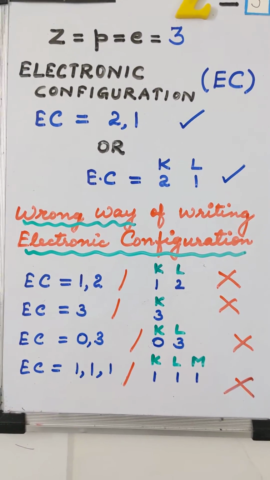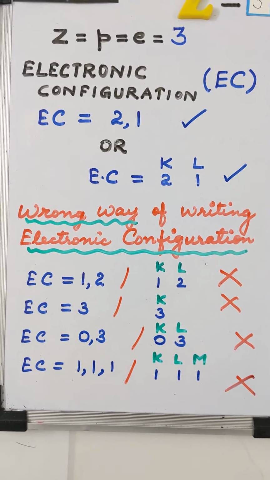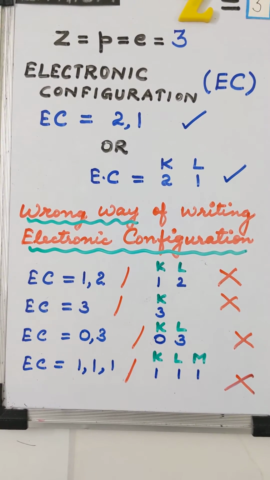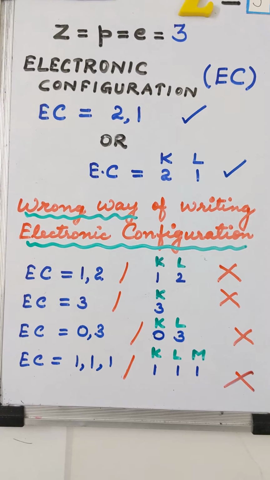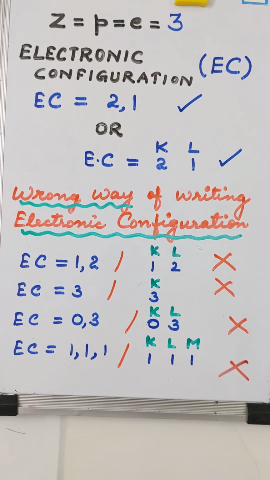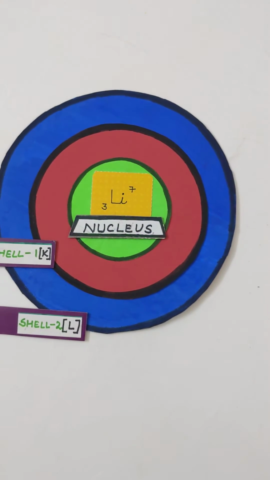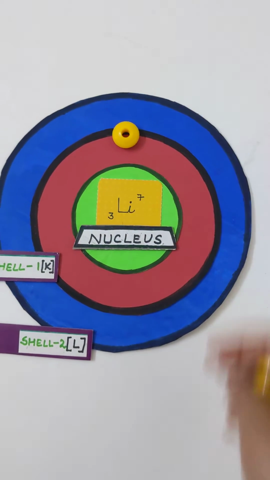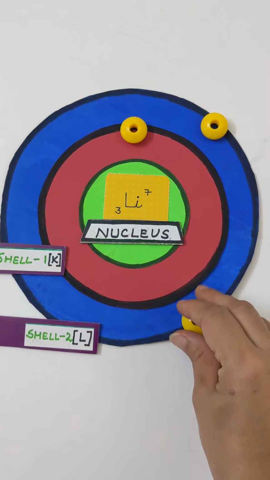Now, for lithium, suppose we write the electronic configuration in the form 1, 2, that means 1 electron in the K shell, 2 in the L shell. Or 3 electrons only, all 3 electrons in the K shell, 0 electrons in the L shell. Or 0 electrons in the first shell, 3 electrons in the L shell. Or 1, 1 and 1 electrons in each of the K, L and M shells. Now considering the first case, suppose we put 1 electron in the K shell and 2 electrons in the L shell.